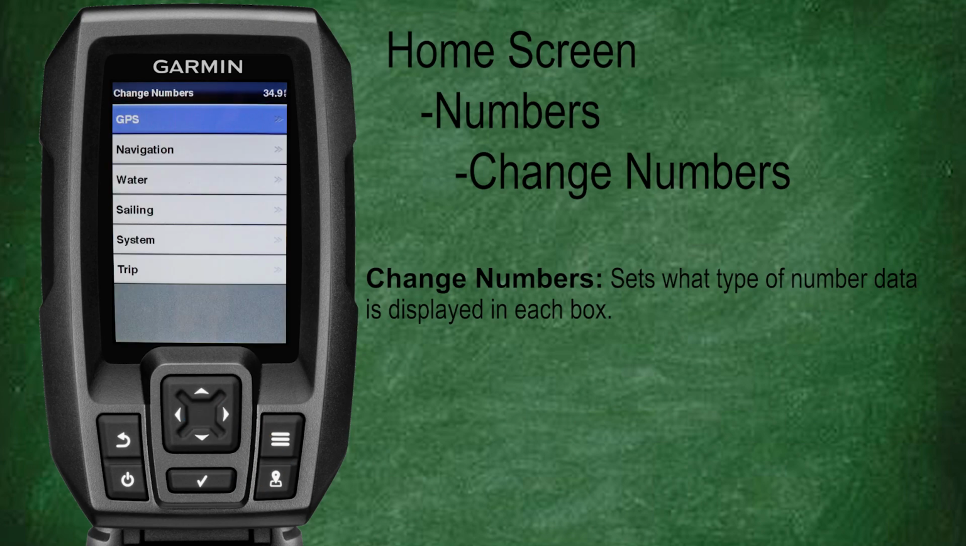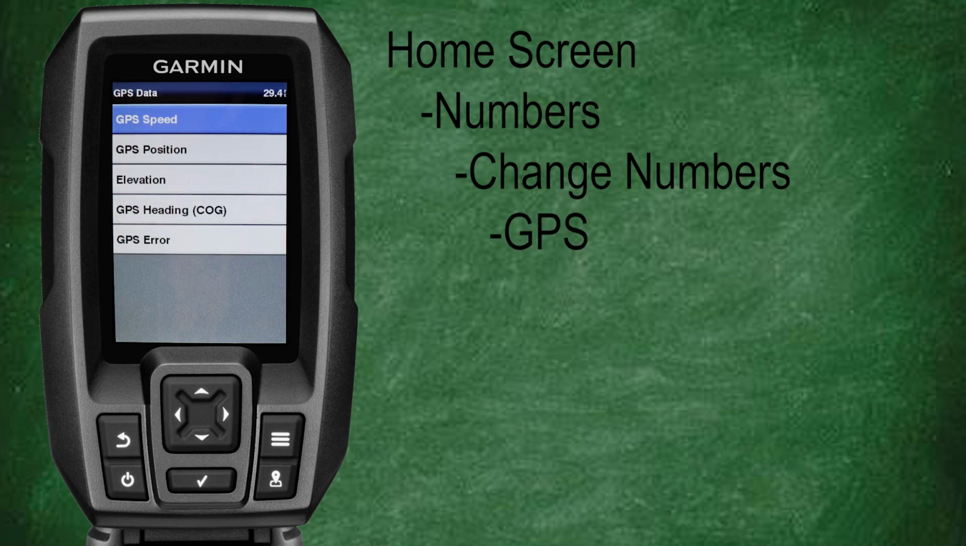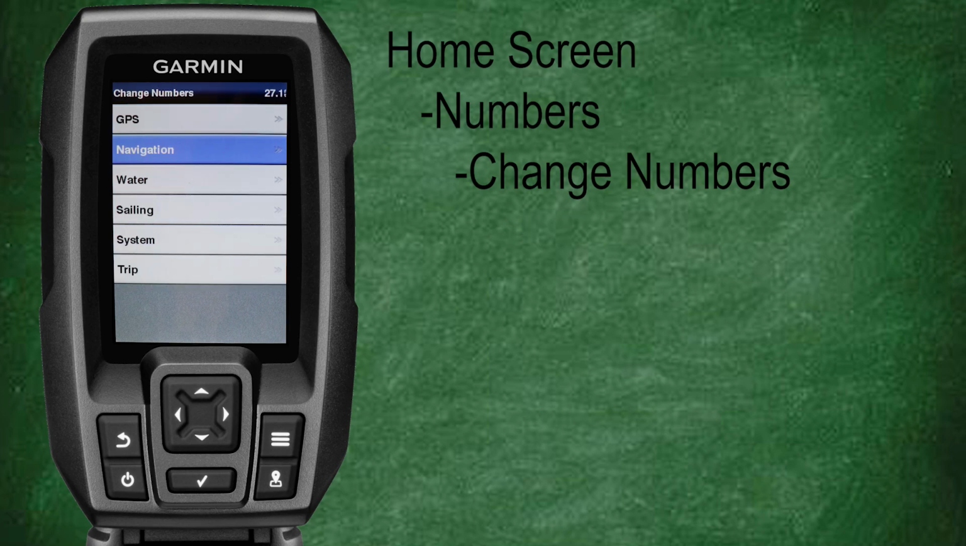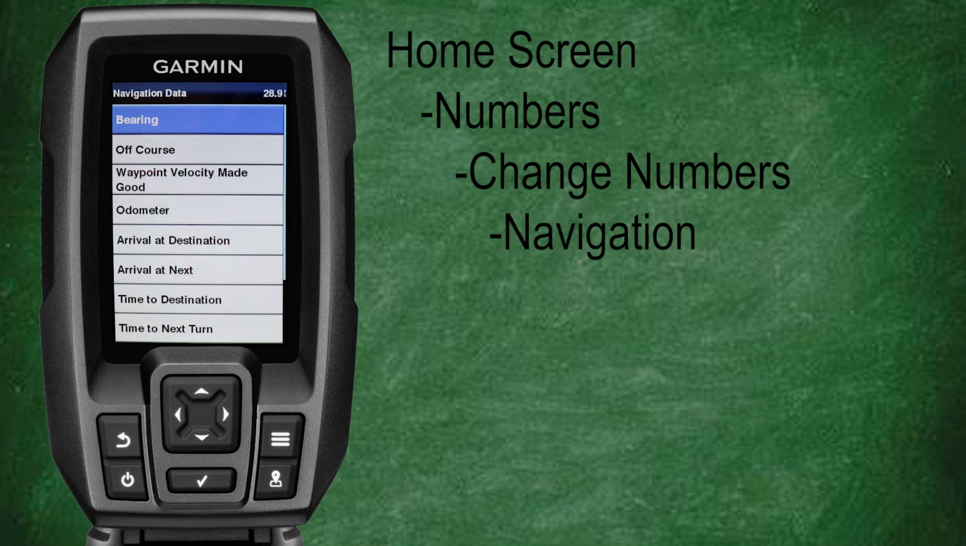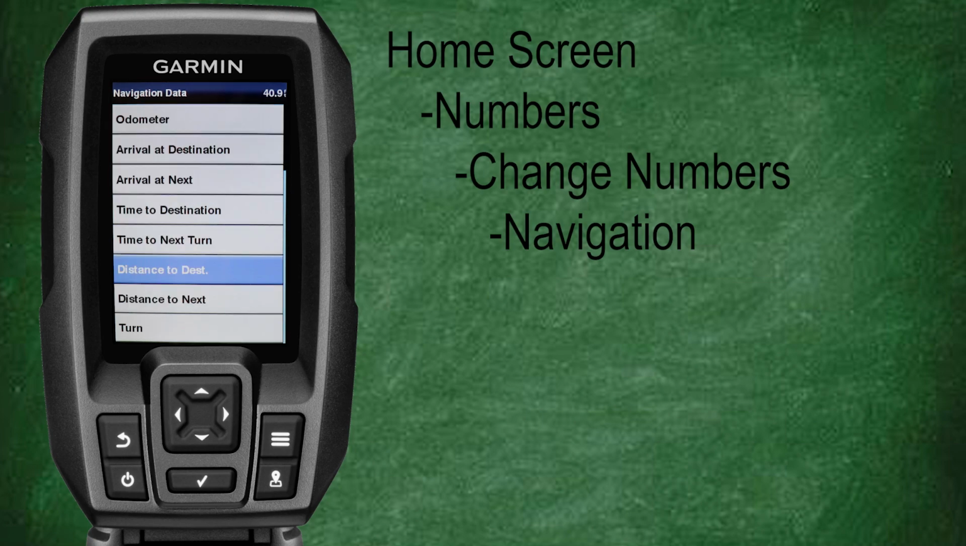You'll see we have 6 main menus for options here: GPS, navigation, water, sailing, system, and trip. Now as a side note, these menu options are available for every box by simply scrolling over a box and pressing the menu key. Let's start by selecting GPS options, where we can select from GPS speed, GPS position, elevation, GPS heading, and GPS error for our displayed number options. Under the navigation menu, we have the option to display bearing, off course, waypoint velocity, odometer, arrival at destination, arrival at next, time to destination, time to your next turn, distance to your destination, distance to your next turn, and turns.